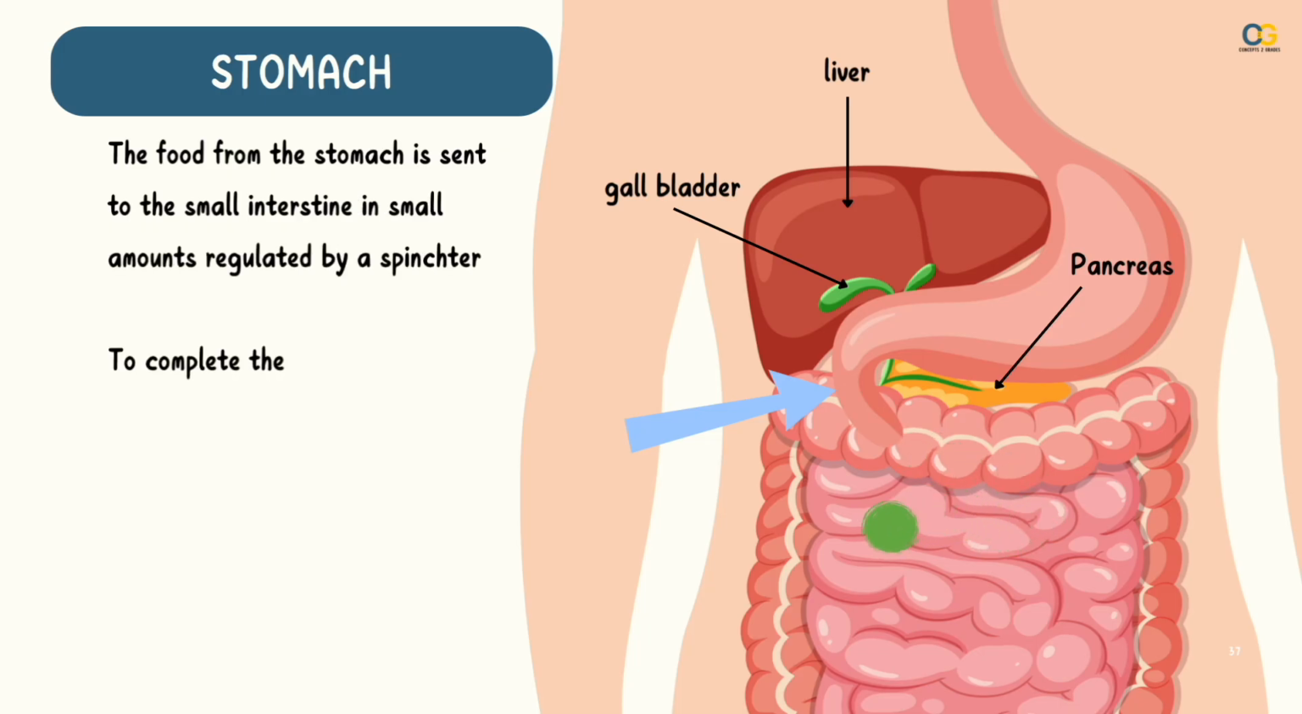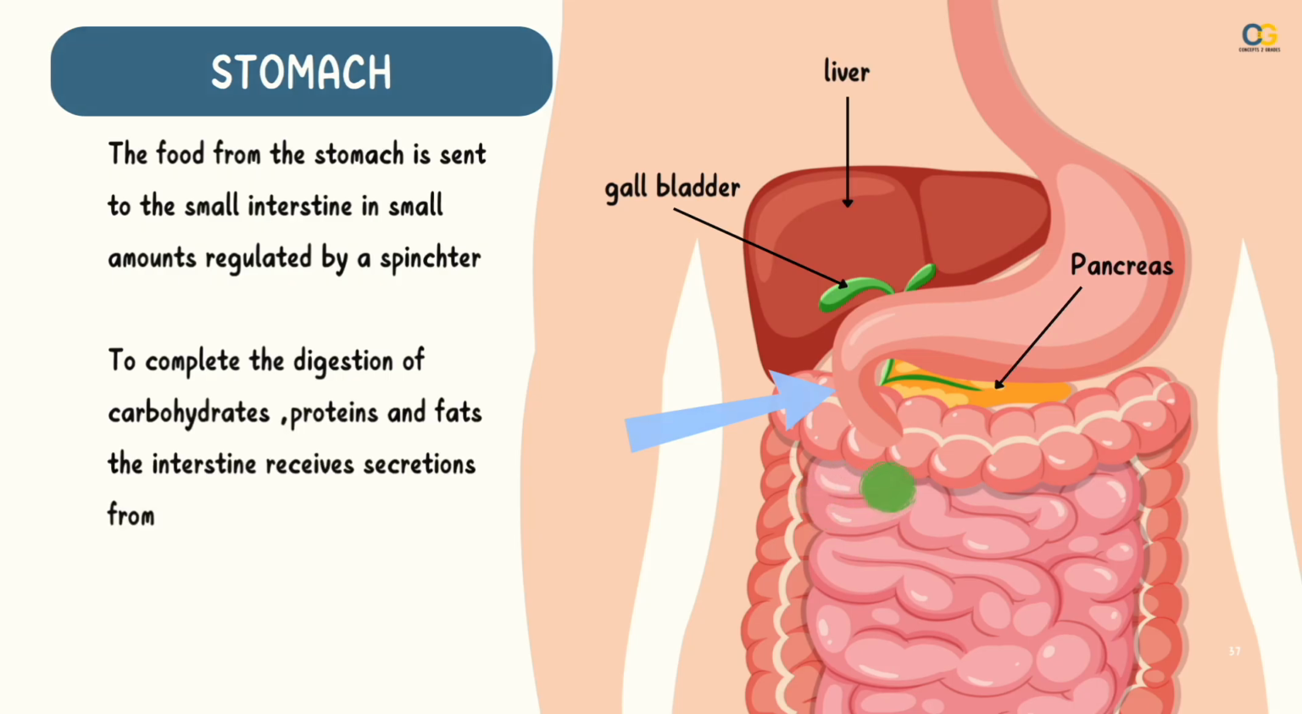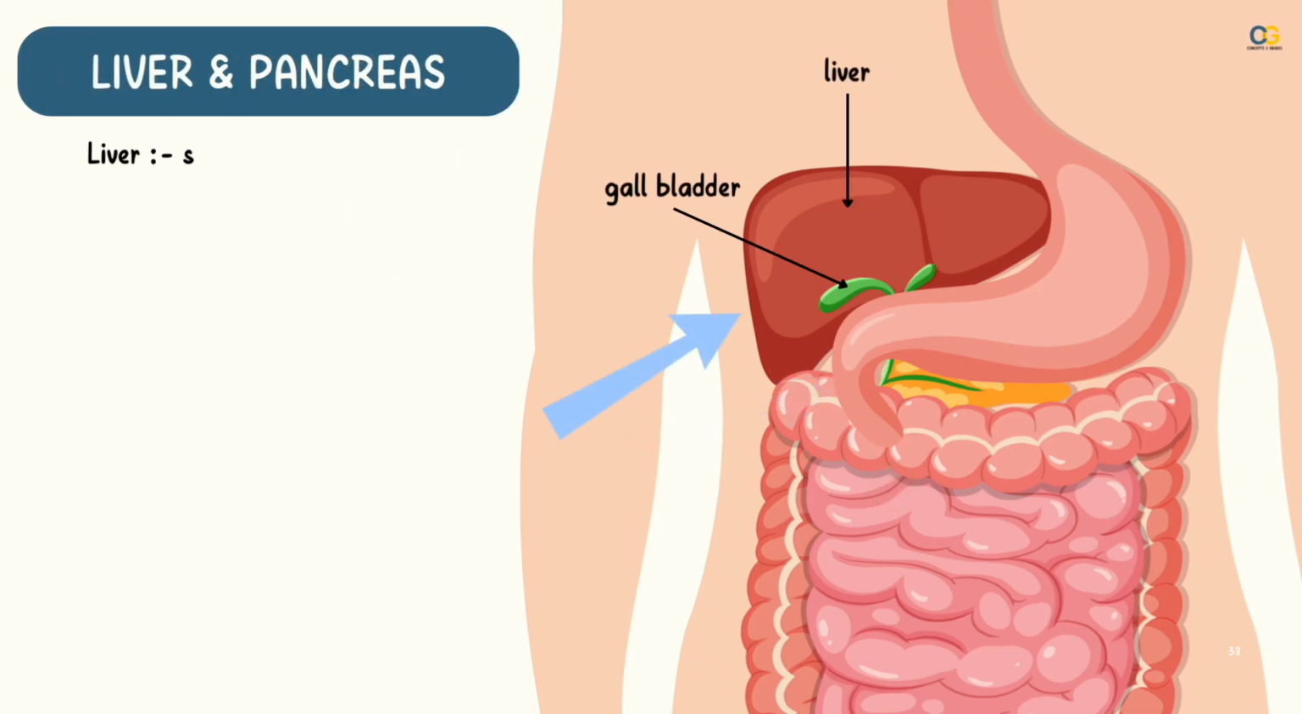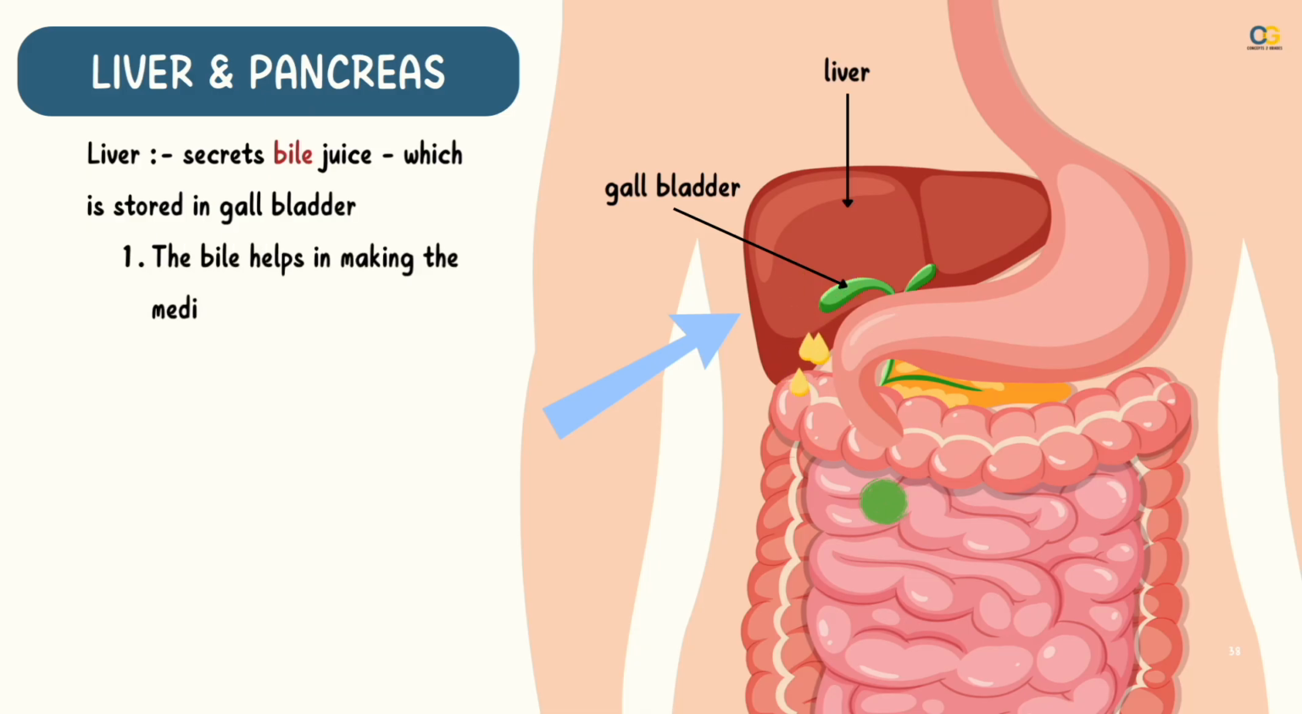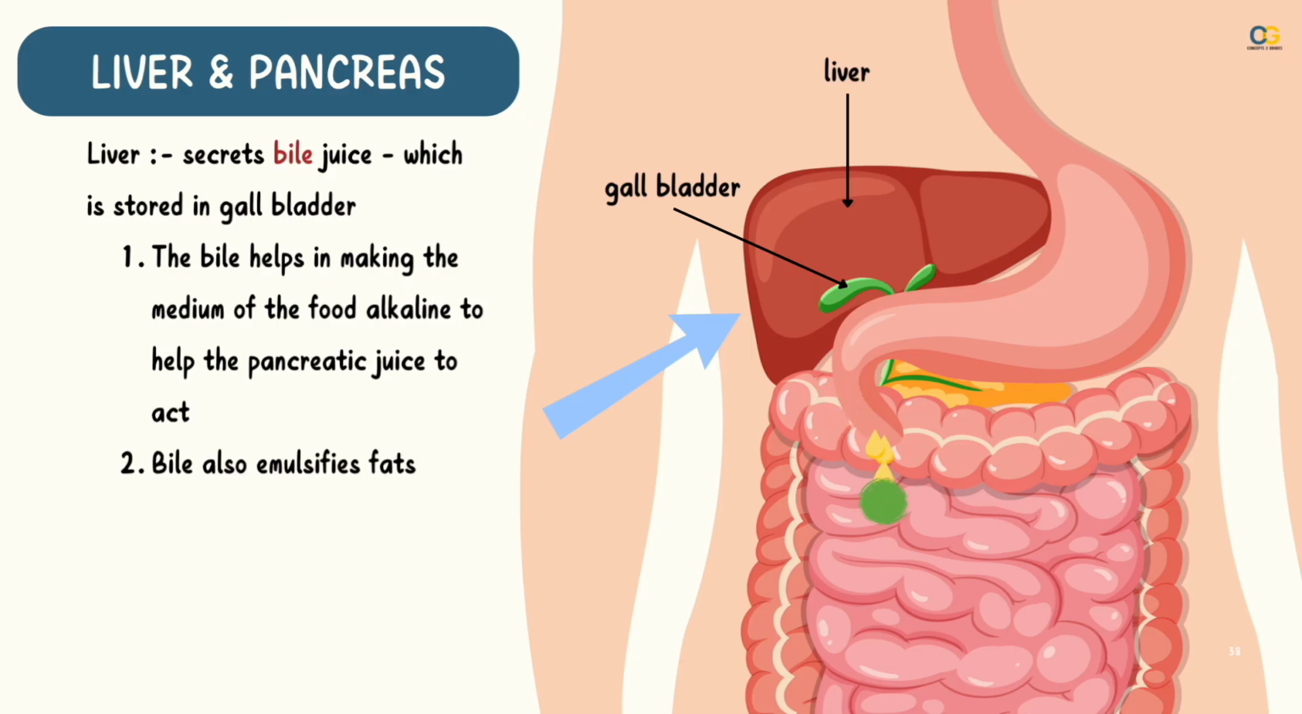To complete the digestion of carbohydrates, proteins, and fats, the intestine receives secretions from liver and pancreas. So, liver secretes bile juice, which is stored in the gallbladder. This bile helps in making the medium of food alkaline. Bile also emulsifies fats for them to be digested further. Now, since the food coming from the stomach is acidic in nature because of HCl, the bile helps in making it alkaline. The bile also emulsifies fats, which technically means that it is trying to churn it so that it mixes with the food so that the next enzyme can act upon.